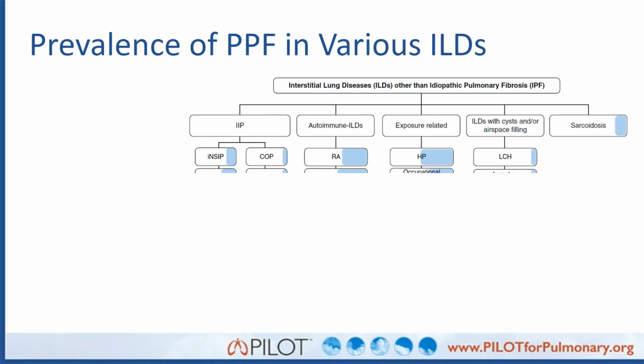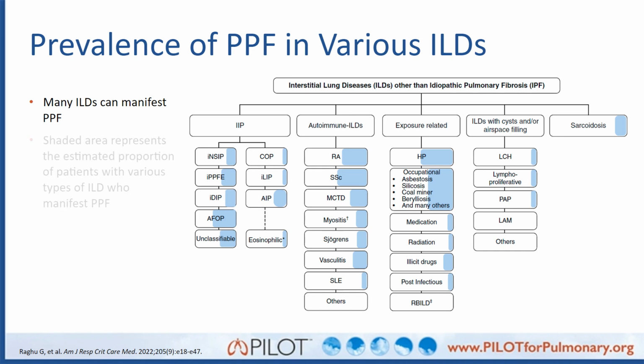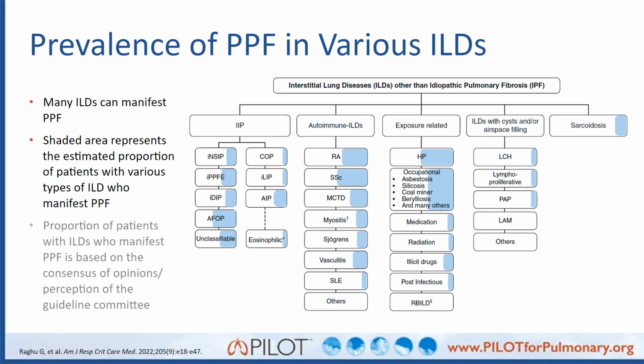And in terms of the prevalence of PPF across various ILDs, in fact, many ILDs can have progressive pulmonary fibrosis. So in this slide here, which came from that consensus paper, you can see that each disease has shading, and the proportion of patients with ILDs who manifest PPF is basically represented here by the degree of shading. And this was basically decided based on expert consensus. So you can see for a disease, for example, like systemic sclerosis under the autoimmune ILD category, they estimate that about half of all patients with SSc will have progressive pulmonary fibrosis.